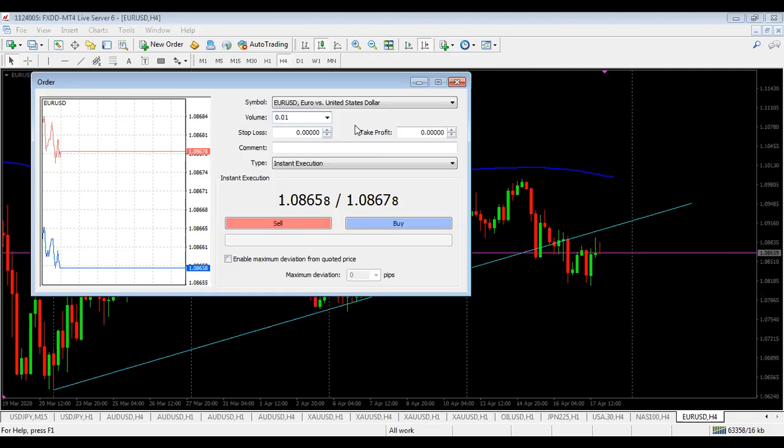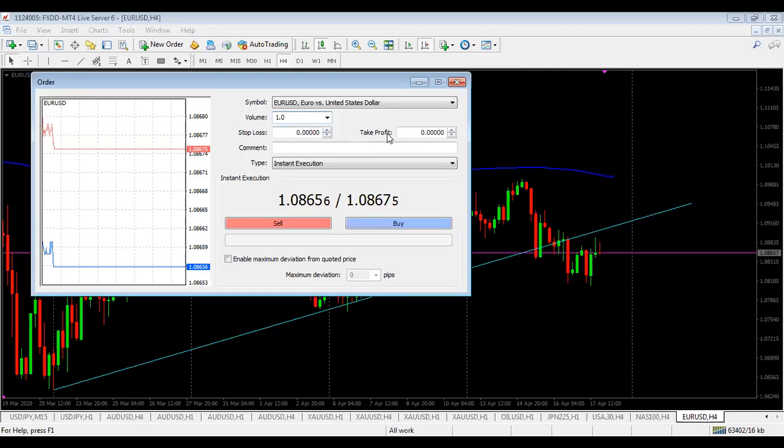Okay. If I need $5 per pip, for example, it's 0.50. If I need $3 per pip, it's 0.30. If I need $1.50 per pip, it's 0.15. So is it clear about the contract, about the volume? Yes. Good.